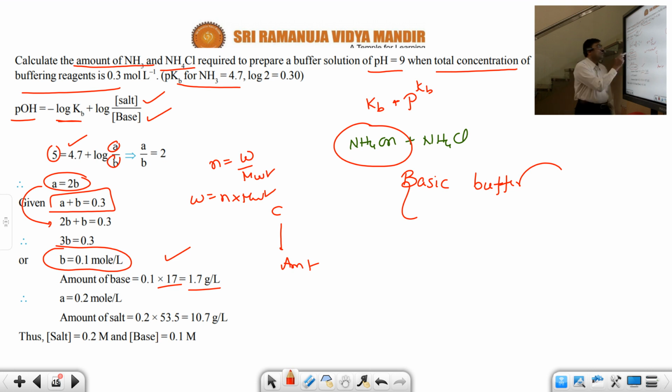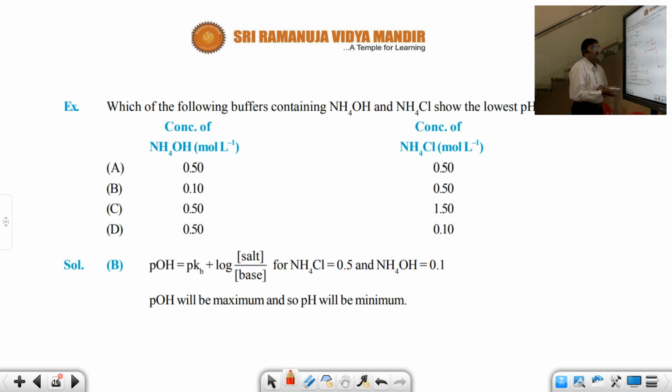Definitely, A value is 2 times that of B. Now in that also NH4Cl, what is the molecular weight? 53.5. Substitute, you get the answer. So very wonderfully, with a proper understanding of the question, you can solve this type of numericals.